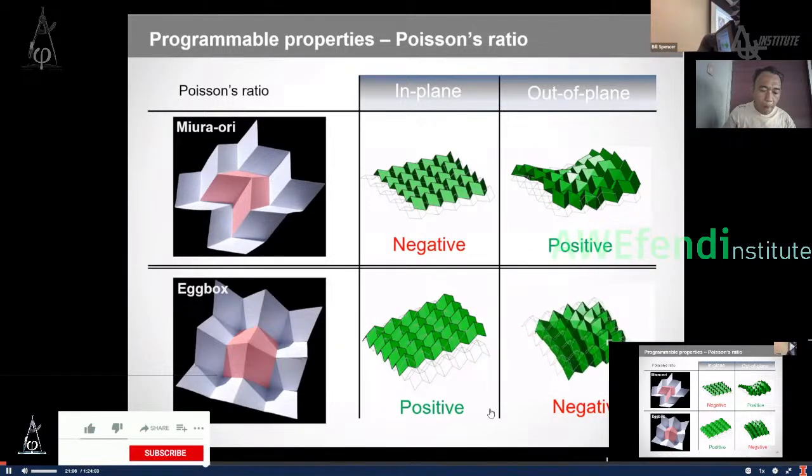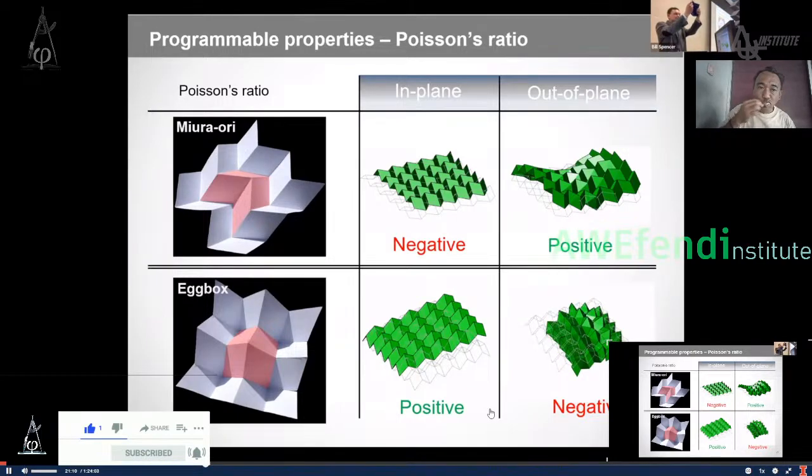And you can see here is an egg box. If I try to bend, you can see that it forms a dome. I don't know how well you can see, but it forms a dome, all right?